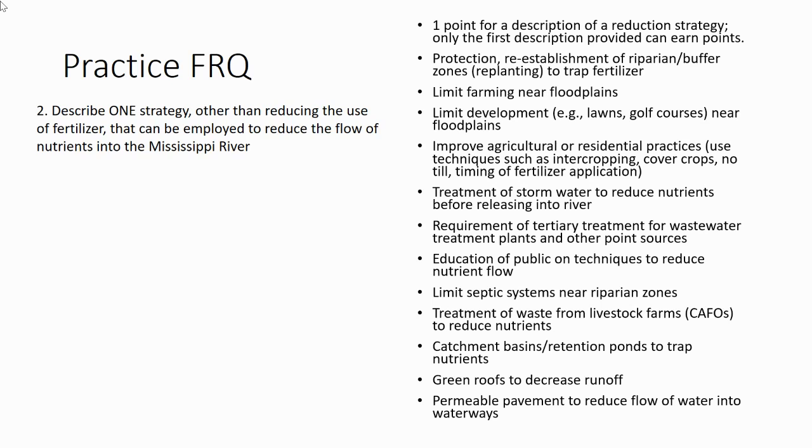Simply educating the public on techniques in order to reduce the nutrient flow, limit septic systems, the treatment of waste from livestock, maybe have some sort of basin or retention pond to help trap the nutrients to prevent them from moving anyplace else. Establishing green roofs to help decrease runoff in cities, or even creating permeable pavement to help reduce the flow of water into that waterway.